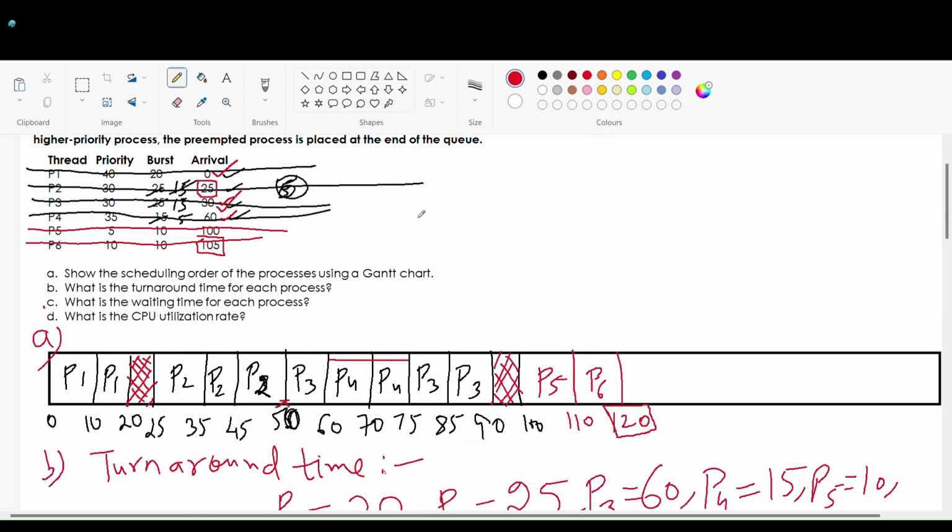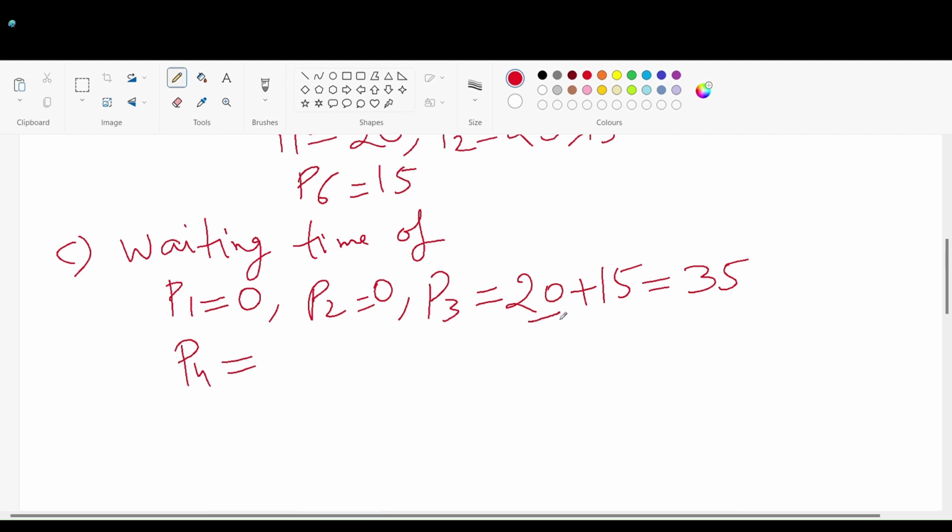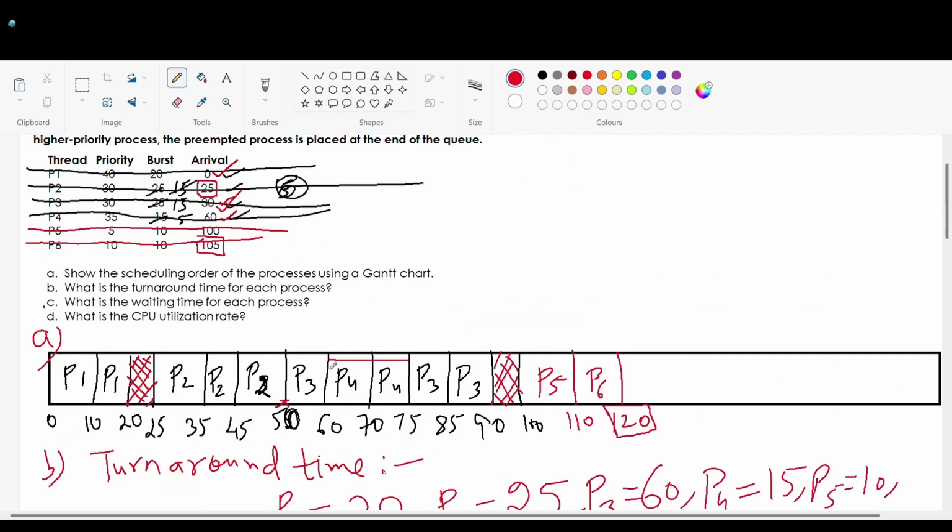P3 arrives at 30, and P3 starts the execution at 50. So 50 minus 30 is 20. 20 plus 15, because P3 is waiting from 60 to 75. So 15 here. So the total is 35.